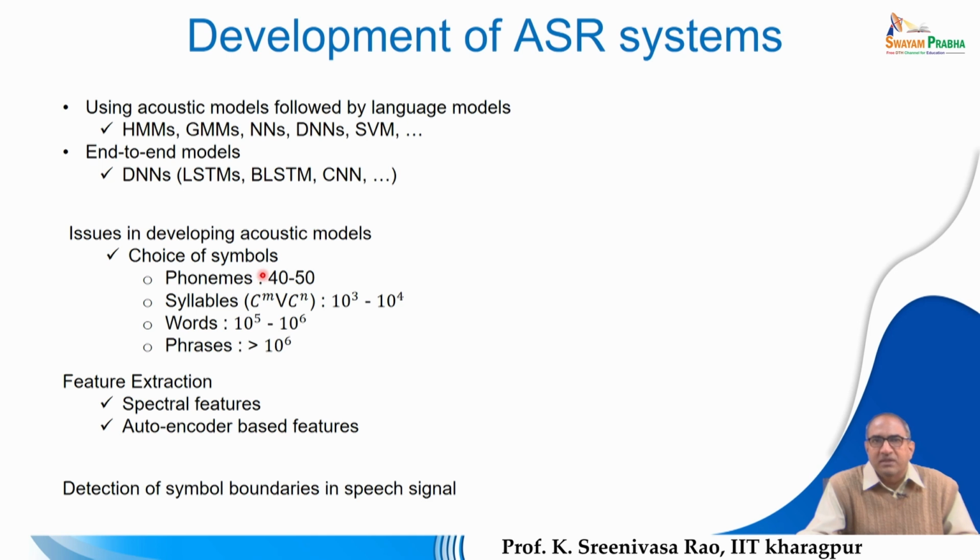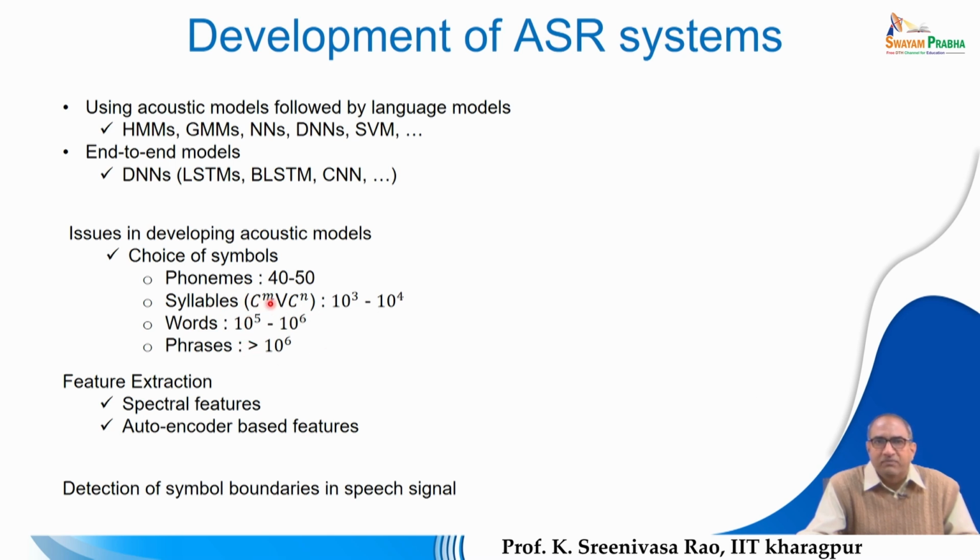Phonemes are units which are very limited in number, 40 to 50. Therefore, building the systems will be easier using phonemes as units, but the problem is that phonemes are highly variable, and getting the labeled data and even detecting these phonemes in the speech signal is very difficult. Then coming to the other units like phrases and words, the numbers are huge, in terms of millions and crores. So practically we cannot build models at word level or phrase level.